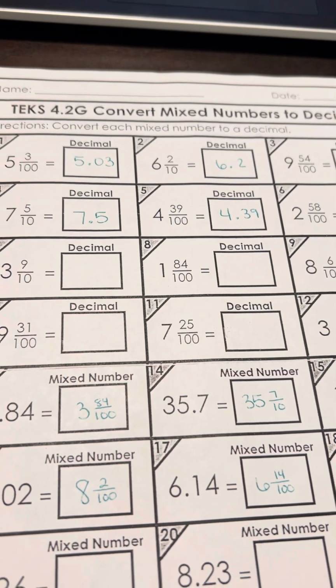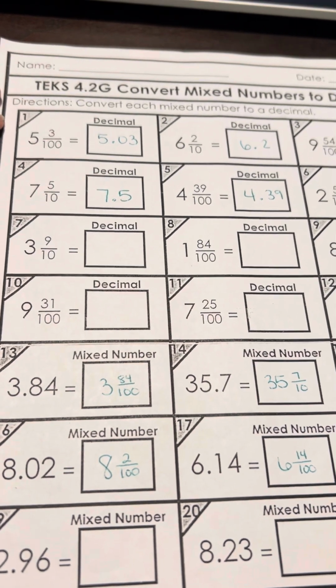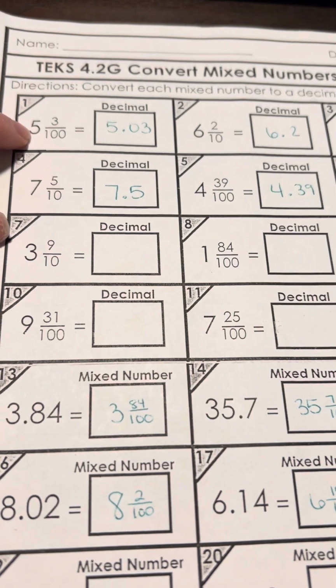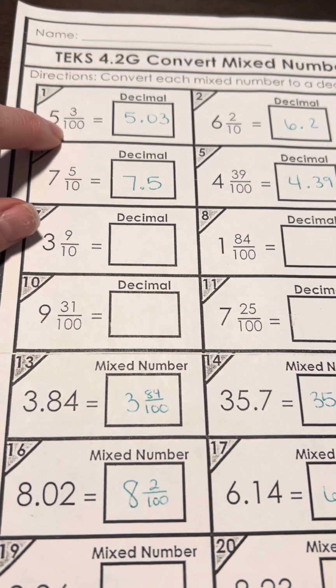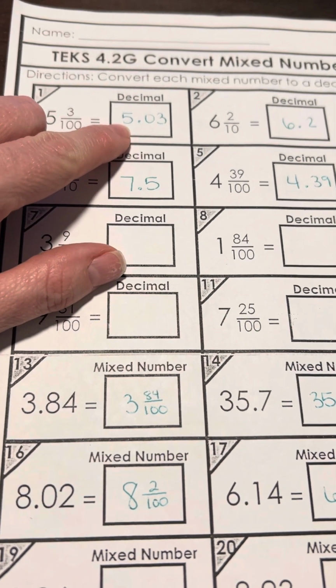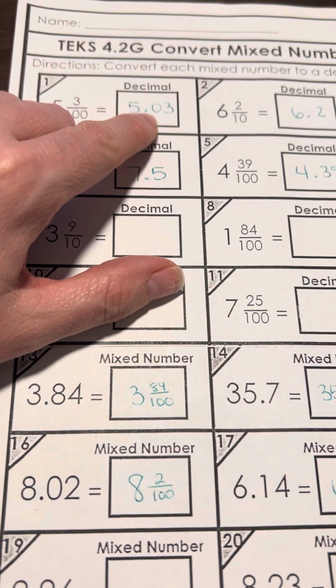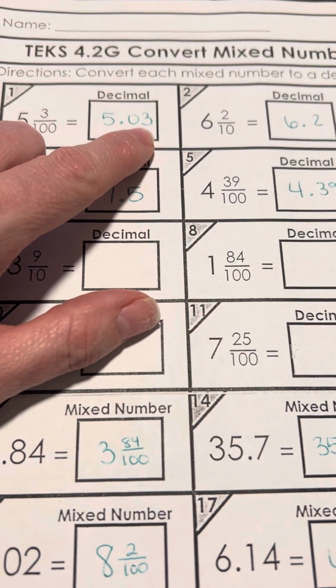Okay, let's talk about converting mixed numbers to decimals and decimals to mixed numbers. When we're taking fractions and putting them into decimals, we have to look. The first one says 5 3/100ths. So remember, we're going to write 5 because it's our whole number. That "and" stands for your decimal, and 3/100ths. Remember, hundredths is 2 places after the decimal.